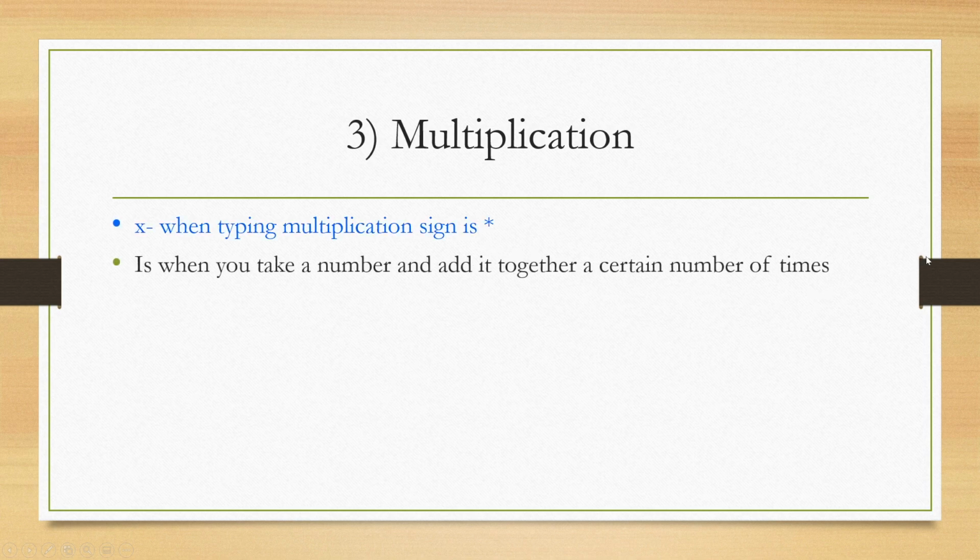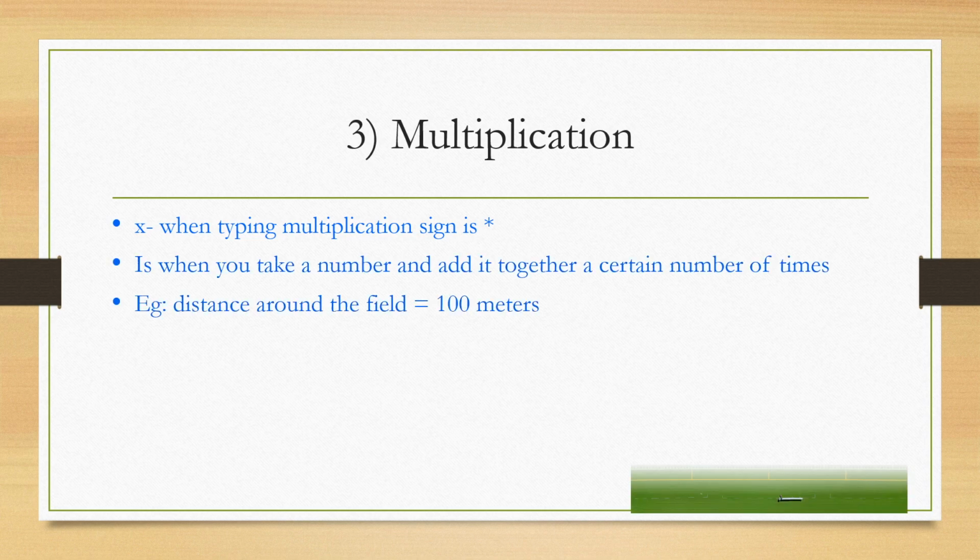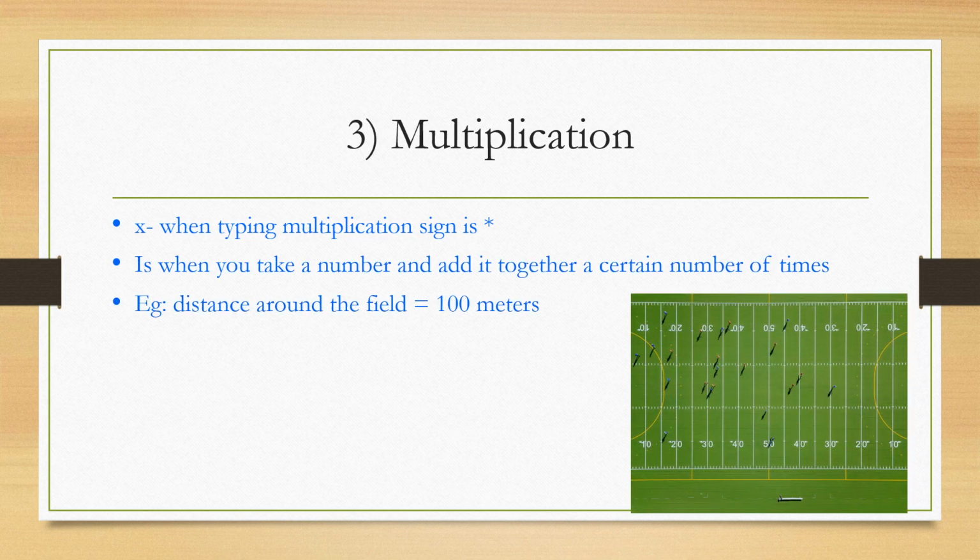So multiplication is when you take a number and you add it together a certain number of times. That's basically multiplication. If you're not understanding this, here's a small example. So this is the field. Say, for example, you're running around the field, and the distance around the field is 100 meters.